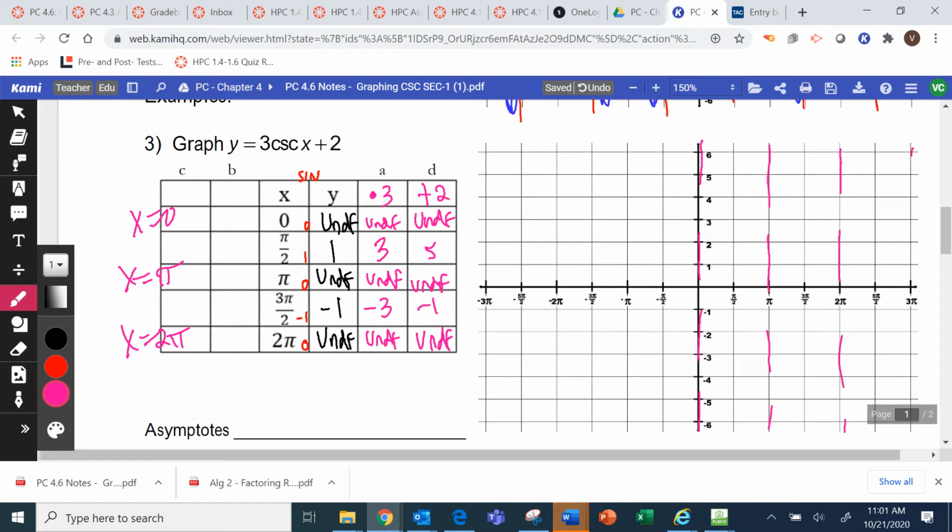And then I will follow that pattern because they're all the same distance apart. Then I'm going to plot pi over 2, 5. I'm going to plot 3 pi over 2, negative 1. And then I'm going to continue that pattern. We have to have 1 up, 1 down, 1 up, 1 down. If it is up, it will open up. If it is down, it will open down.